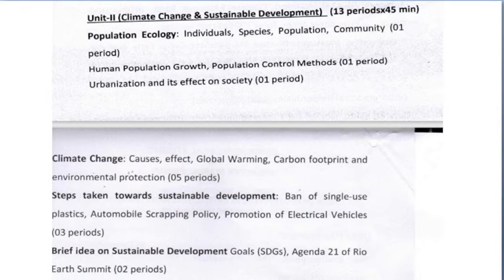So this is your second unit, which focuses on climate change and sustainable development. In it we will discuss what we mean by population ecology. Inside population ecology we will discuss individual, species, population, community. Then how human population growth takes place, and what the pattern is. Then population control methods. Then urbanization and its effect on society. Then climate change, its causes, effects, global warming. Then carbon footprint and environmental protection.